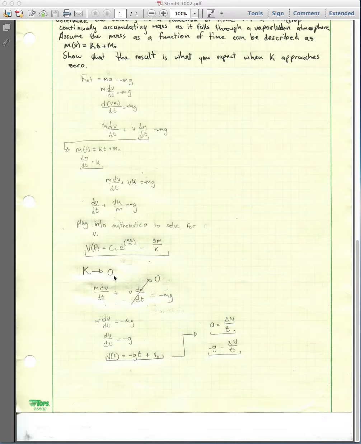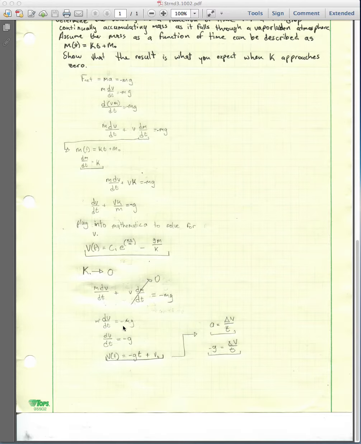So if k goes to 0, I'm not going to deal with this equation. I'm going to go back to my initial equation over here. Now, if k goes to 0, therefore this whole term goes to 0 because we know that dm over dt is k. So as you can see over here, this term goes to 0, and the acceleration of the raindrop is just due to gravity, and this is what you expect.